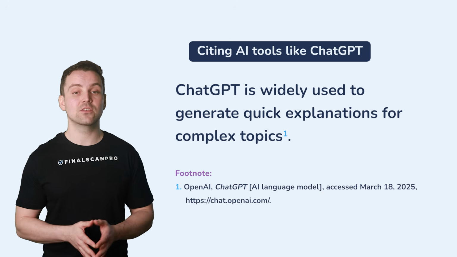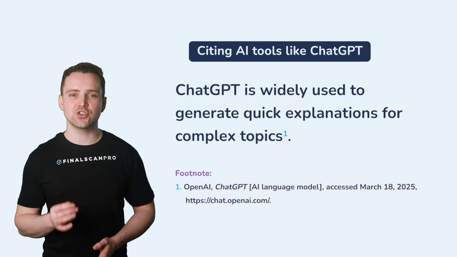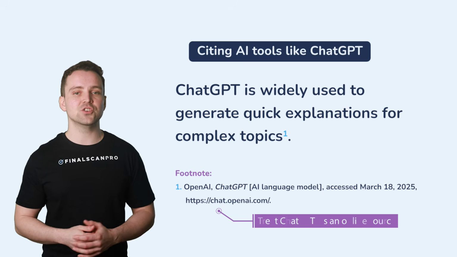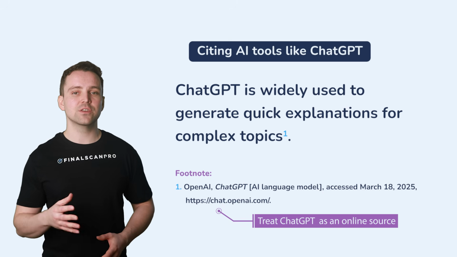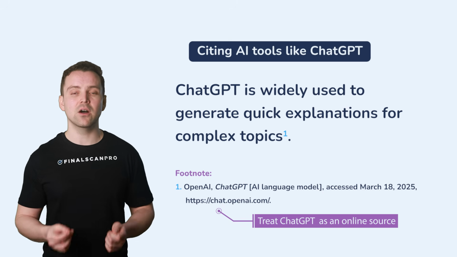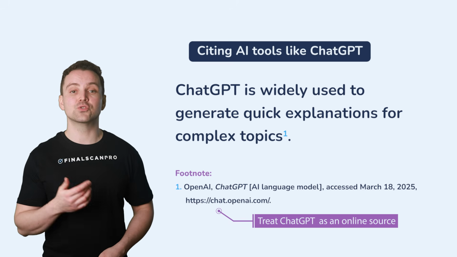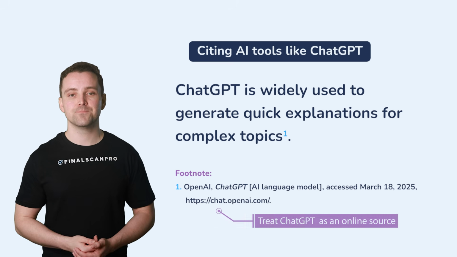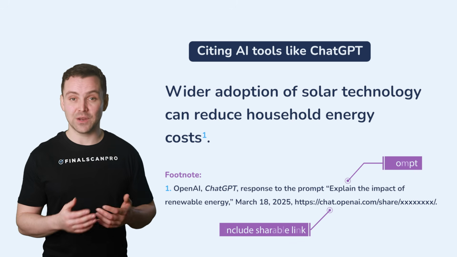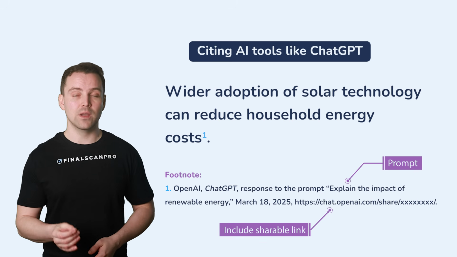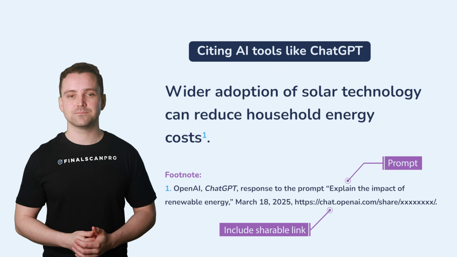When you're citing AI tools like ChatGPT, it's generally best to treat them like an online source. When including ChatGPT in the reference list, the organization behind the tool, OpenAI, is treated as the author, and the ChatGPT website is treated as an online source. If you're referring to a specific prompt, describe the prompt clearly in the reference. If available, include a shareable link as well.